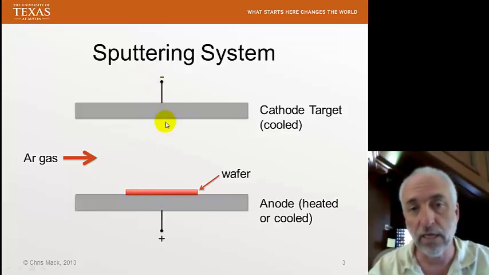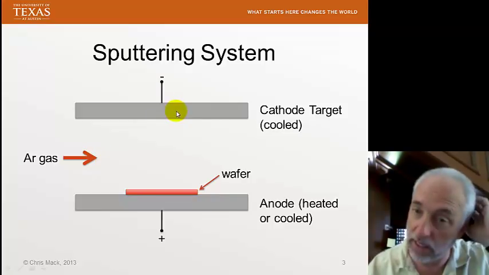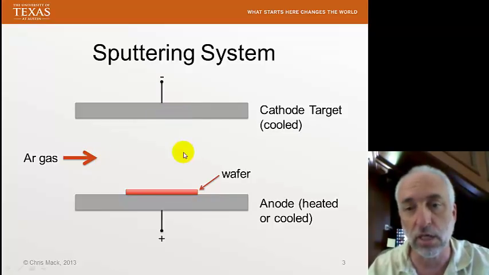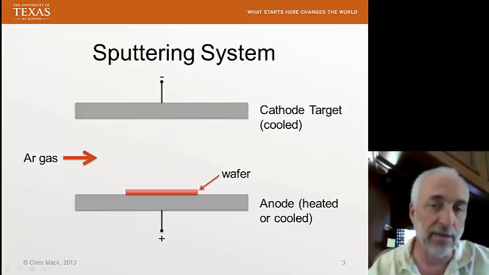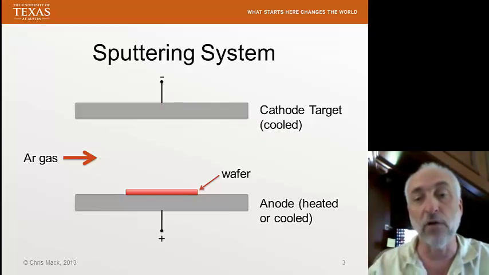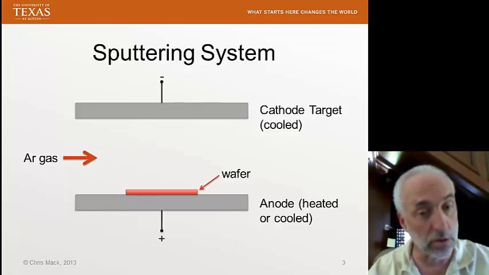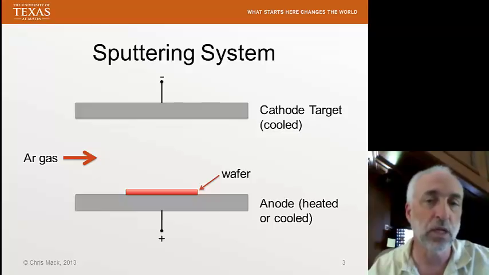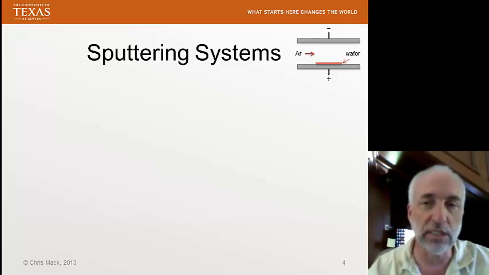We'll create a voltage difference between the argon gas and the cathode, which is the target, and that is what will cause the sputtering to occur. The cathode is generally cooled because this sputtering does generate heat. And the anode, where the wafer is sitting, can be either heated or cooled depending on what we want to do. Let's look at this process of sputtering in a little bit more detail.